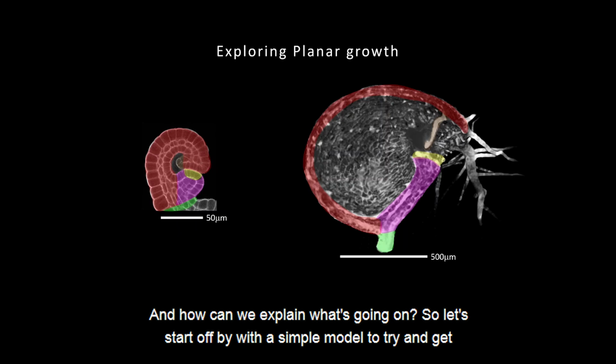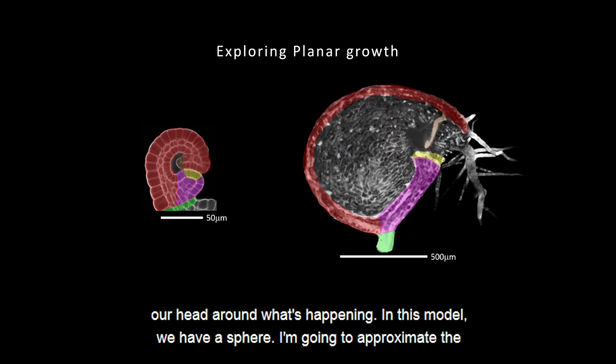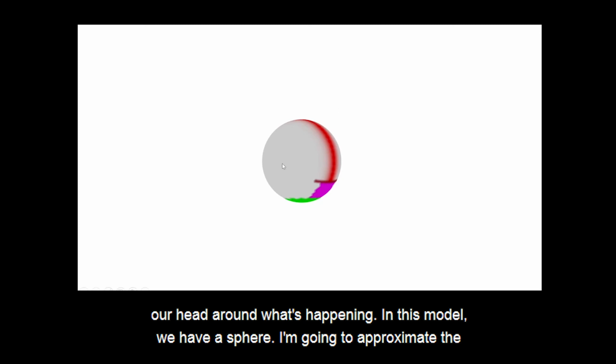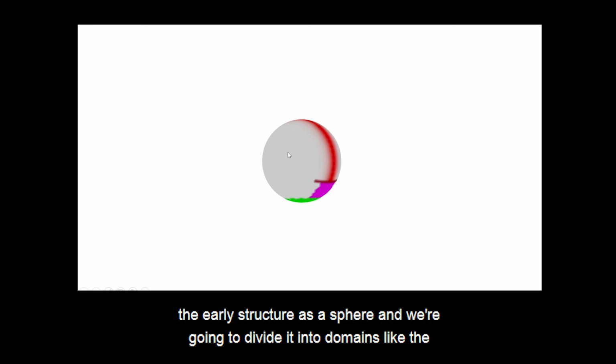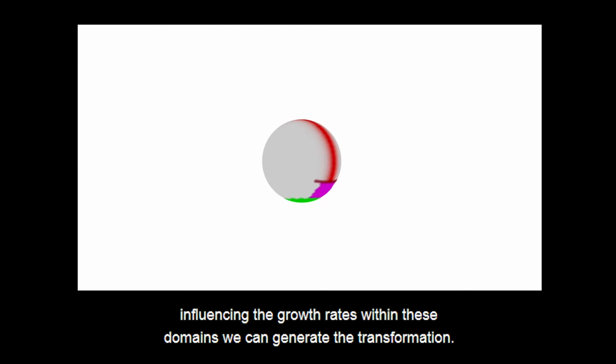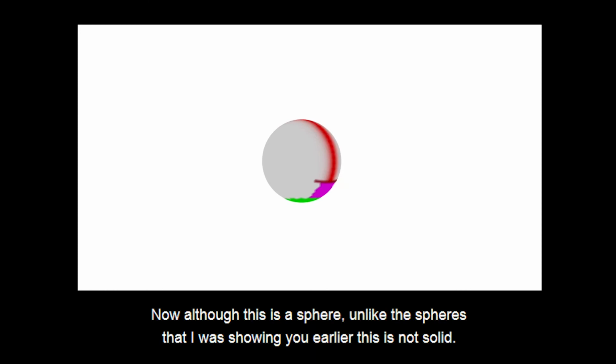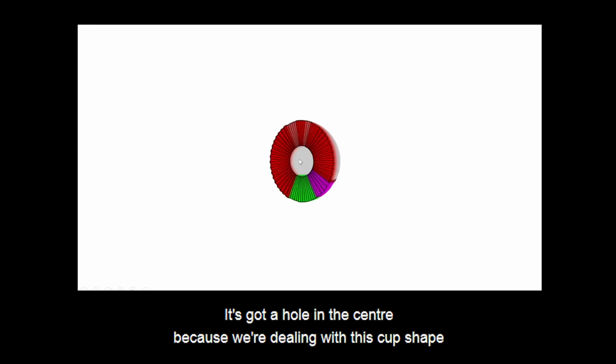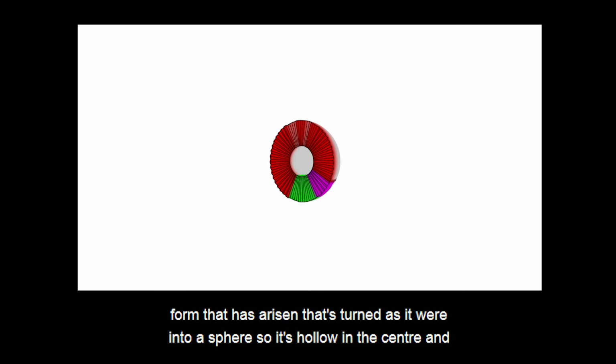So let's start off with a simple model to try and get our head around what's happening. In this model, we have a sphere. We're going to approximate the early structure as a sphere, and we're going to divide it into domains, like the magenta domain and the red domain, and see if we can, just by playing with these domains and influencing the growth rates within these domains, generate the transformation. Now, although this is a sphere, unlike the spheres that I was showing you earlier, this is not solid. It's got a hole in the center because we're dealing with this cup-shaped form that has turned, as it were, into a sphere. So it's hollow in the center.